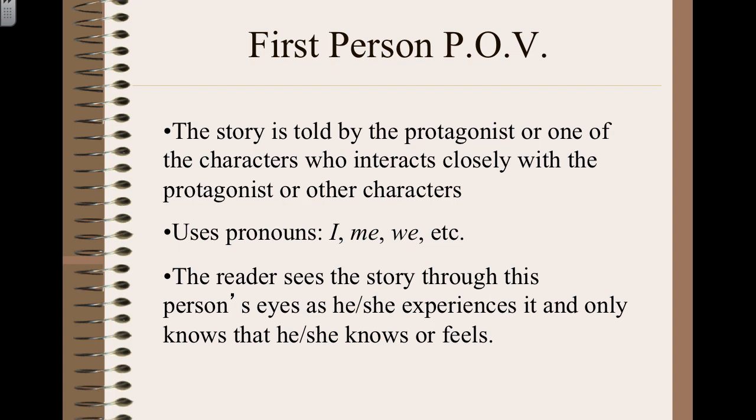The next thing we're going to talk about are different points of view. First person point of view is when the story is told by the protagonist or one of the characters who interacts closely with the protagonist or other characters. So in first person point of view, we use pronouns such as I, me, we. We see the story as we read it through that specific person's eyes, and we experience the things that they experience, and we only know what he or she knows or what he or she is feeling.